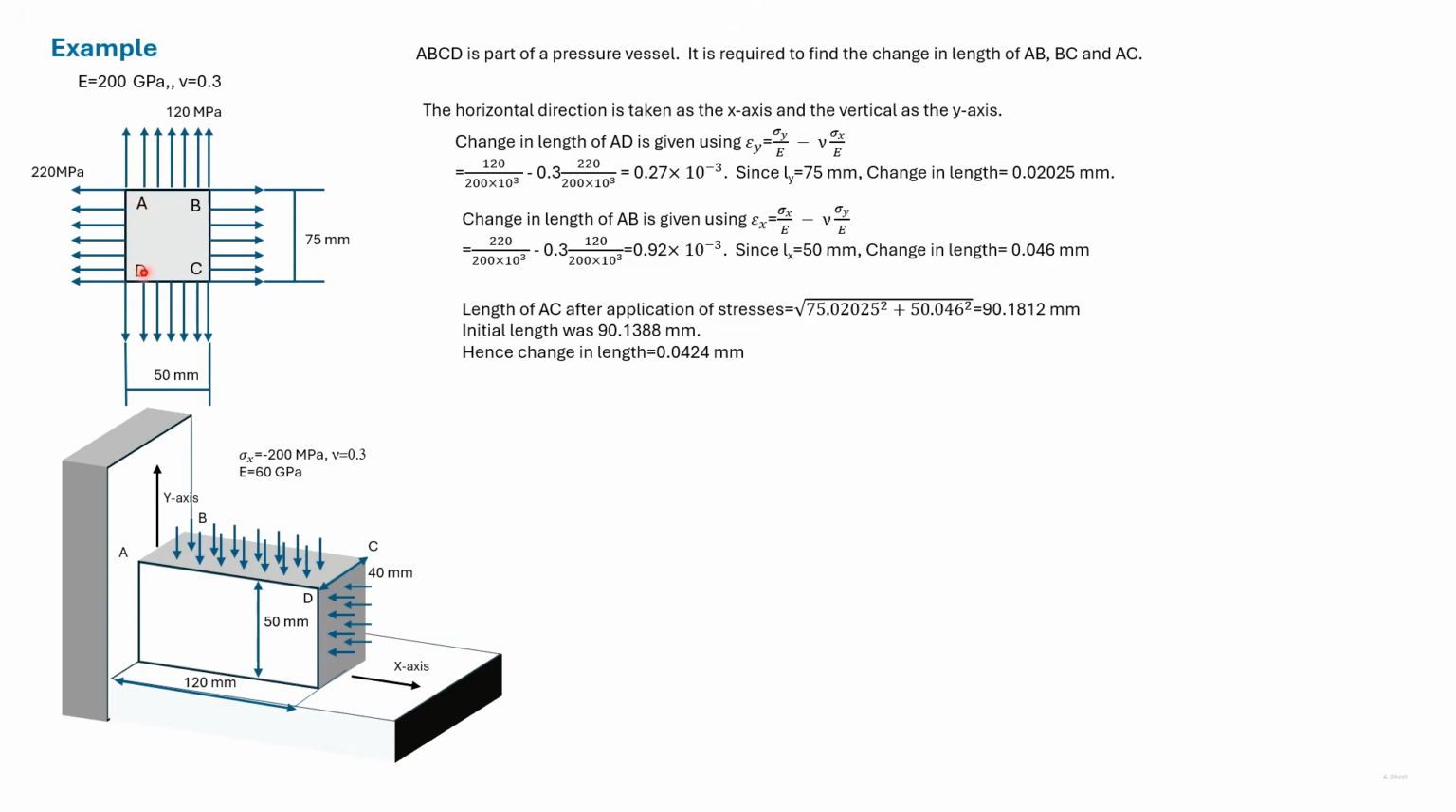the y direction and this is the x direction. So epsilon y is equal to sigma y divided by E minus nu sigma x by E, from which we get epsilon y. The length of this portion AD is 75 millimeters, so multiply epsilon y with that length, we get the change in length.